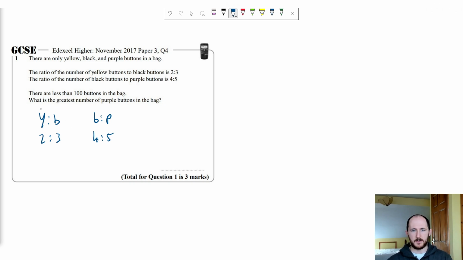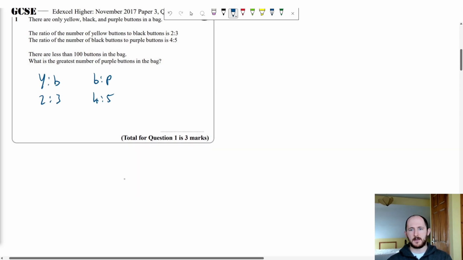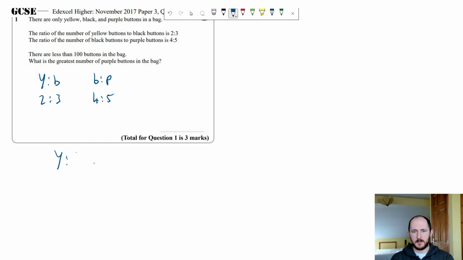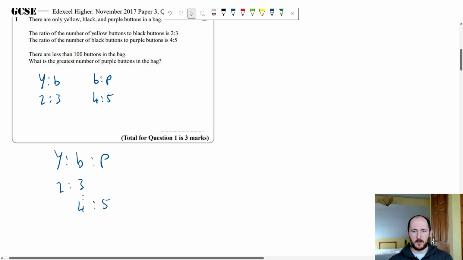Now, the first thing we need to do is combine these ratios. As you can tell, they give us different proportions. Yellow to black is 2 to 3, black to purple is 4 to 5. A good way to do this is to make the common number the same. So we're going to make 3 and 4 the same number. Some people like to write it out as a table. So we have 2 to 3, and then for this we have 4 to 5. If we want to make these two numbers the same, we look for the lowest common multiple.